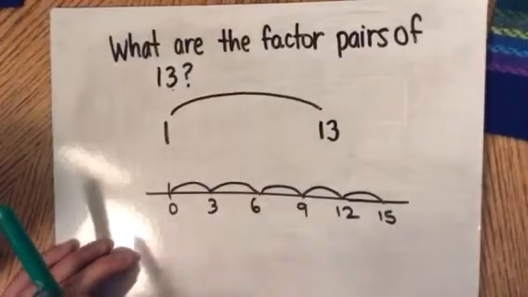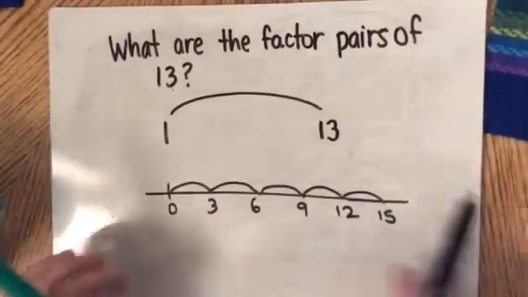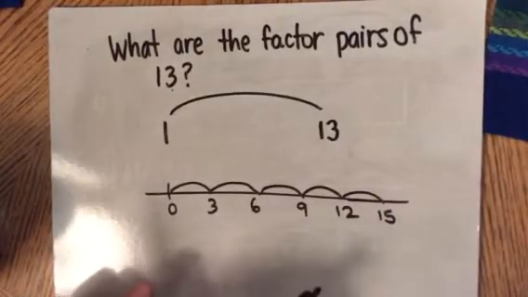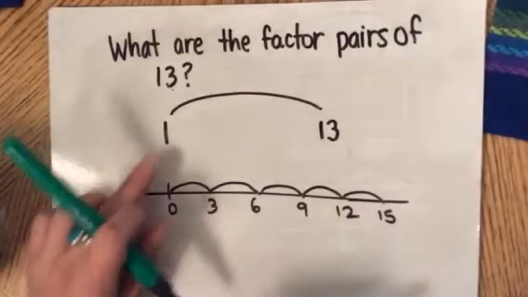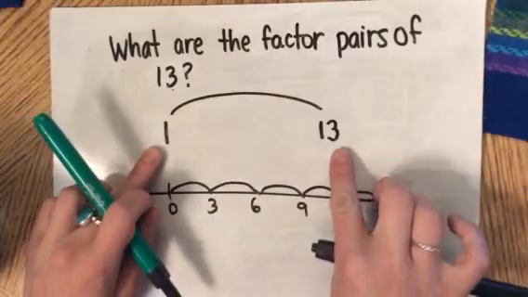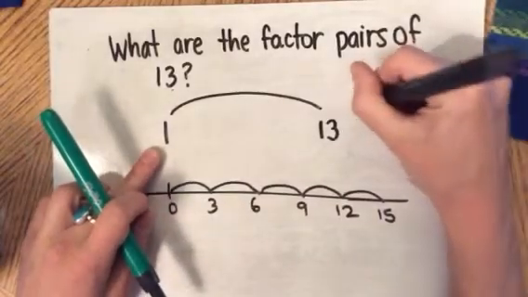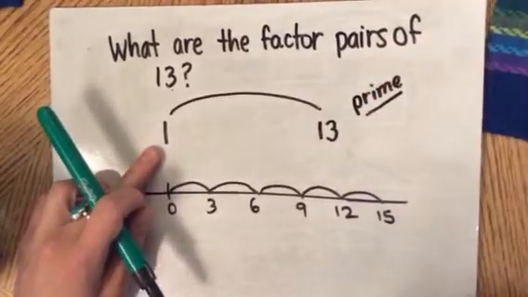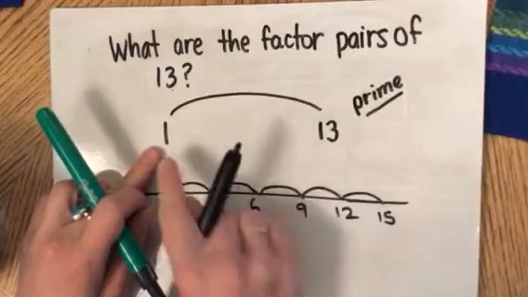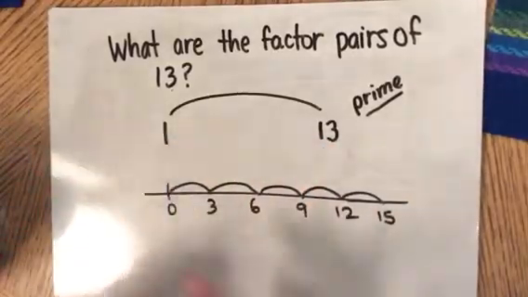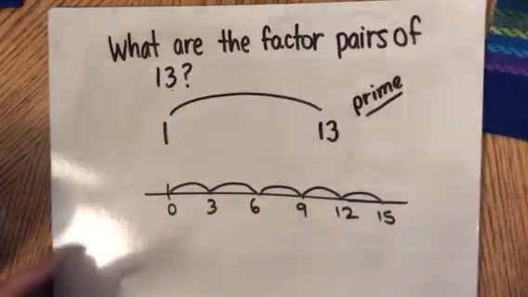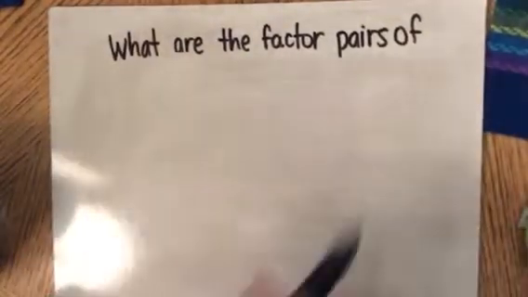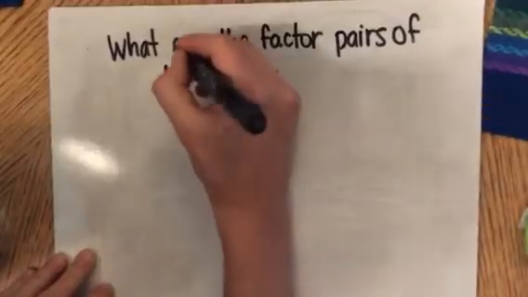So what is special about 13? Well, it only has 2 factors or 1 factor pair. The 2 factors are 1 and the number itself. So this number is a prime number. 13 is a prime number because it has only 2 factors. Okay? So let's try another example. I want you to now find all the factor pairs of 16.